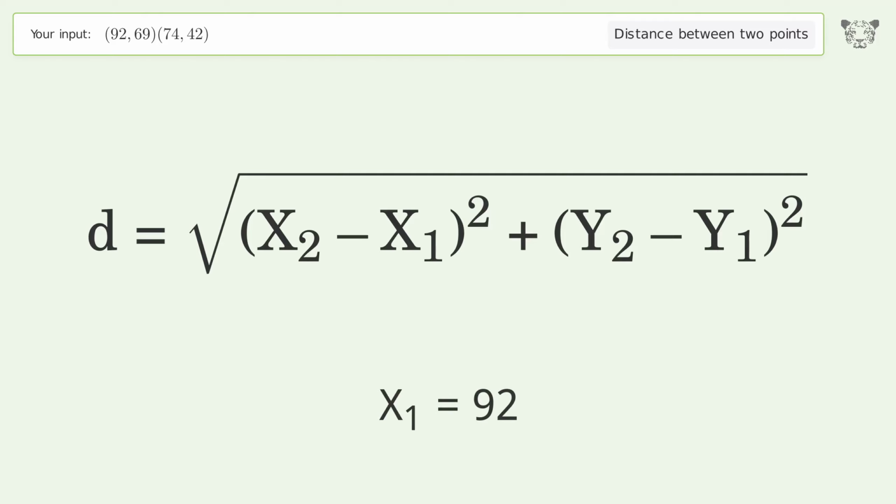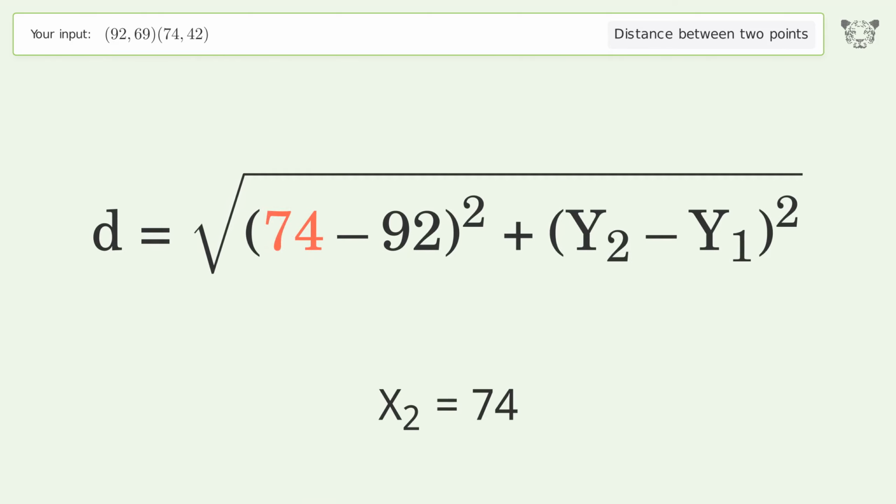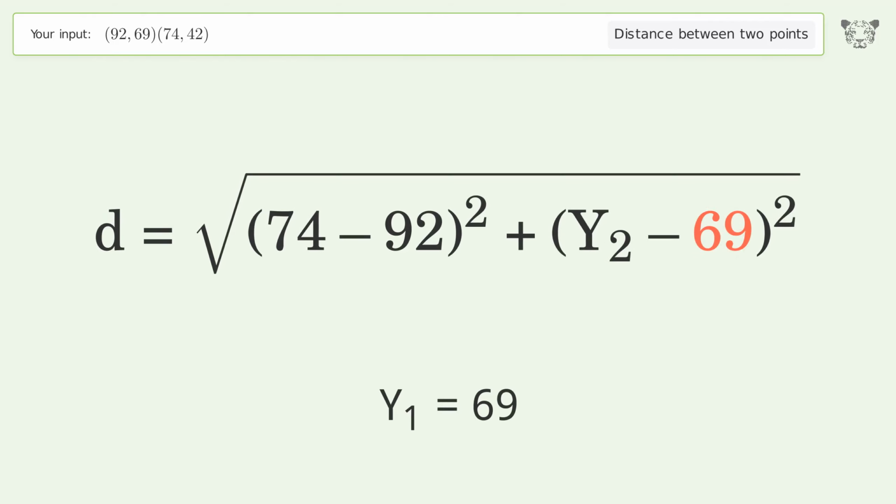x1 equals 92. x2 equals 74. y1 equals 69. y2 equals 42.